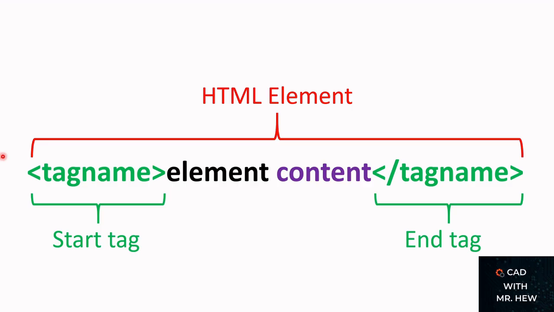Now let us look at what an HTML element is. The HTML element is everything from the start tag to the end tag. The start tag has a tag name and the end tag has a tag name with a forward slash. In between the start tag and the end tag, we have the content, which is called the element content. Another name for the start tag is the opening tag. Another name for the end tag is the closing tag.